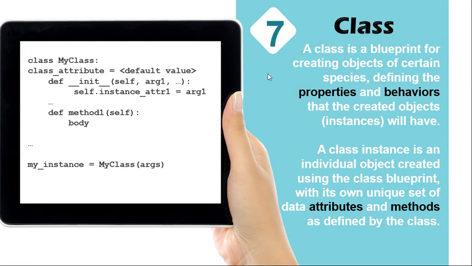Class is another control flow structure. A class is a blueprint for creating objects of certain species, defining the properties and behaviors that the created objects or instances will have. A class instance is an individual object created using the class blueprint with its own unique set of data attributes and methods as defined by the class. I don't want to talk about class anymore, but I want you to notice that these properties are actually the attributes of the class instances, and behaviors are methods.